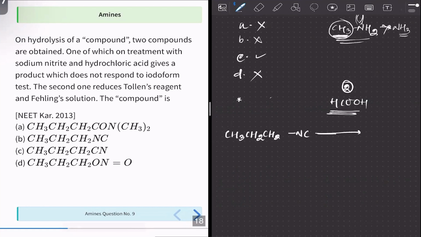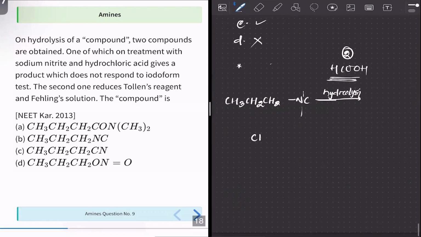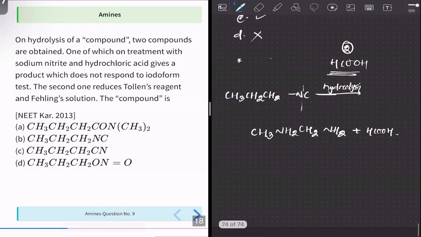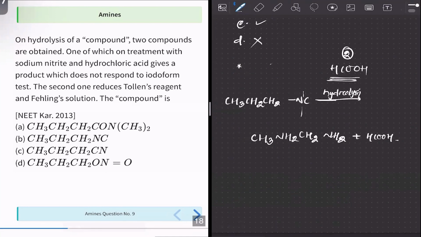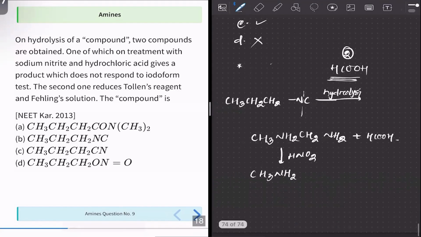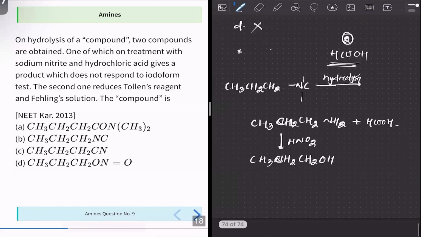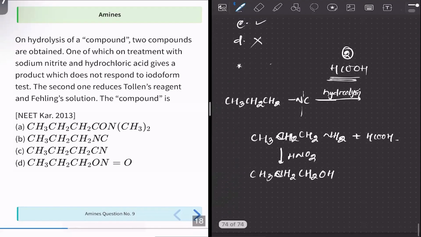On hydrolysis, it will break in this manner. It will produce CH3CH2CH2NH2 plus HCOOH. Compound A will react with sodium nitrite and hydrochloric acid, that is, with HNO2. That means CH3CH2CH2NH2 gives CH3CH2CH2OH. Primary amines react with HNO2 to produce alcohol. And this will not give iodoform.